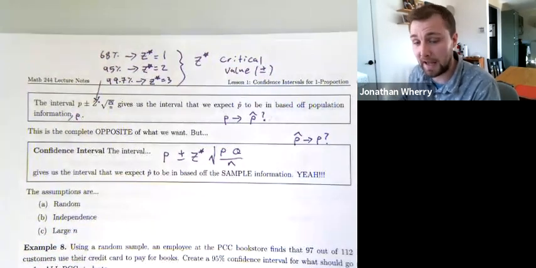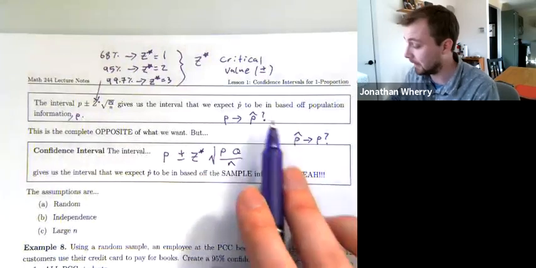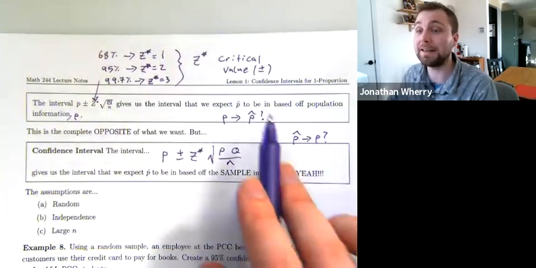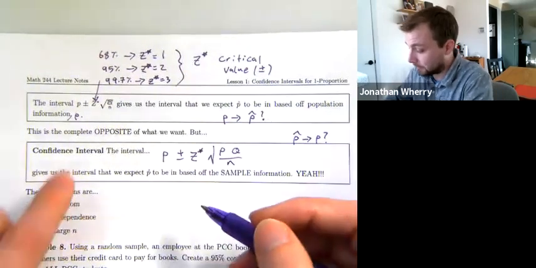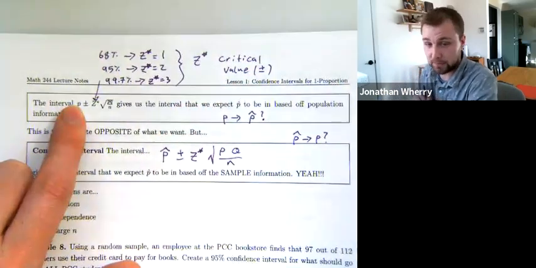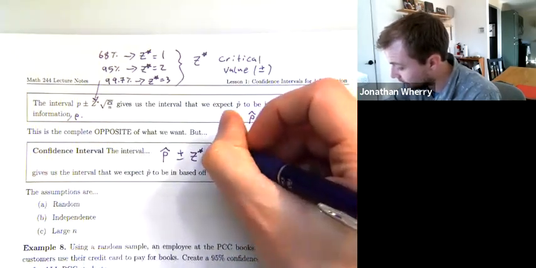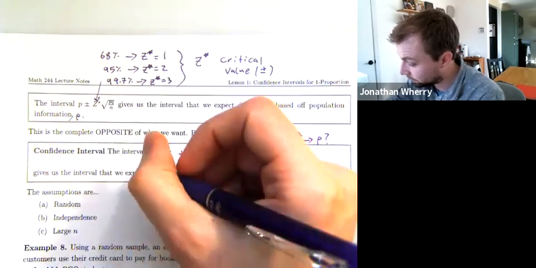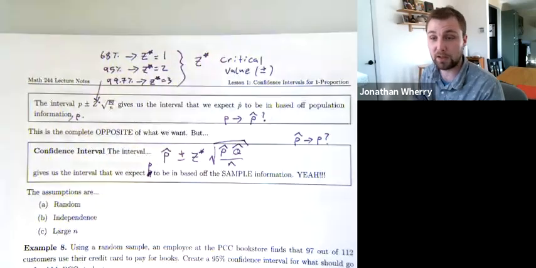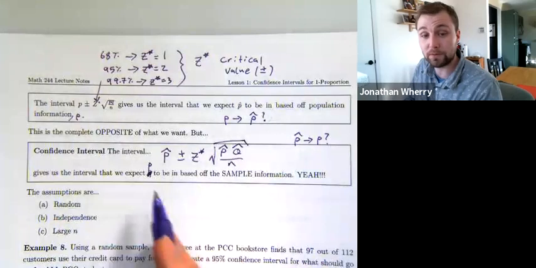So I'm going to switch my hats. Instead of the symbol with P, I'm going to put in P hat. Instead of a symbol with P hat, I'm going to put in a symbol with P. I'm just rewriting the names of things. So my new center is going to be P hat, my sample success rate, plus or minus Z star square root P hat Q hat over N. This now gives me an interval of what to expect for my population success rate P based off of my sample. And this was a huge, huge accomplishment in 243.